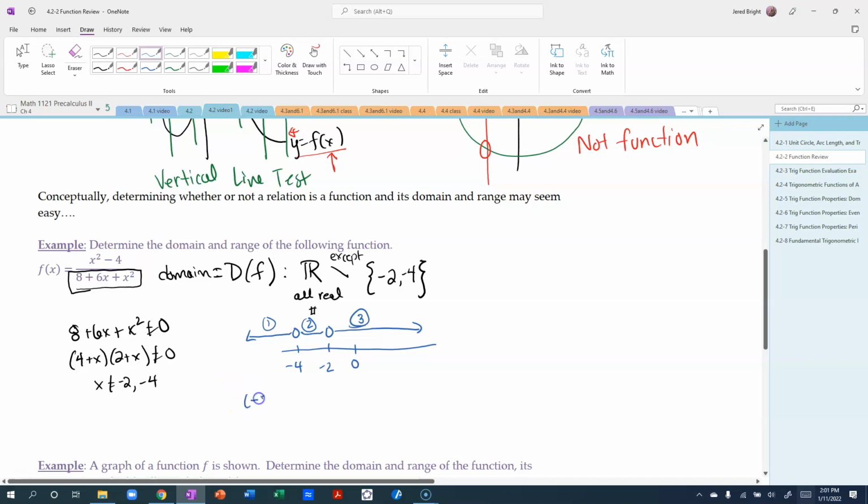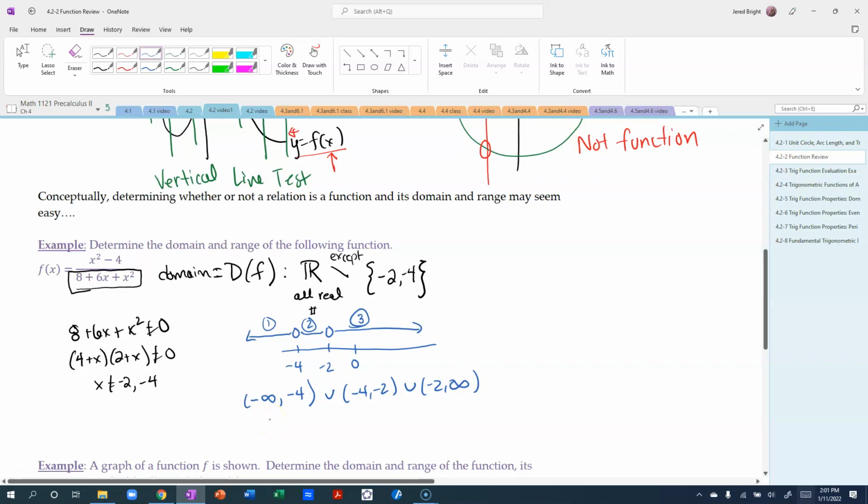But the domain using interval notation would be -infinity to -4, that first piece. And then we'd have -4 to -2, and then -2 to infinity. And since it's all 3 pieces together, I want to union those. Okay, so this is another way to represent the domain using interval notation.